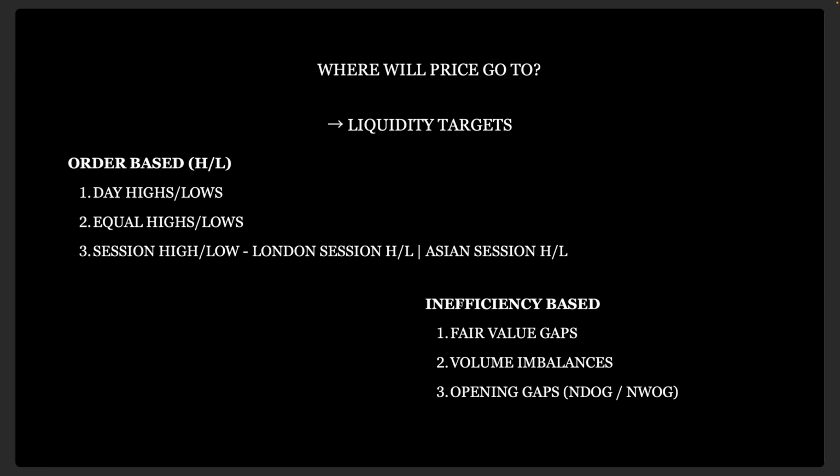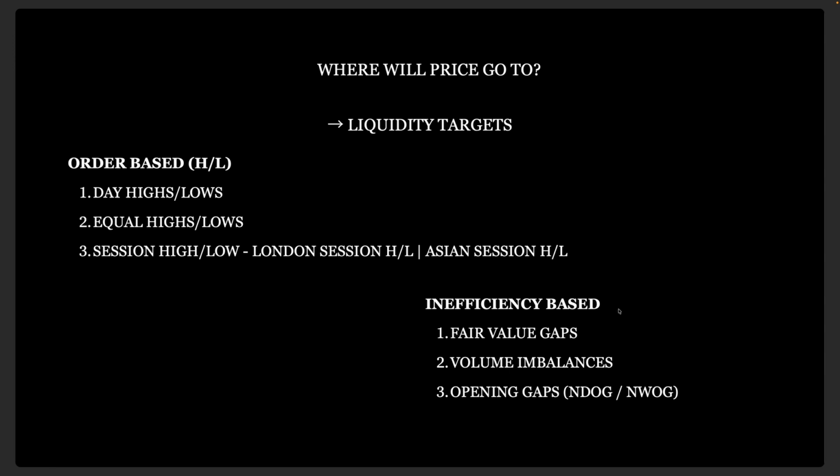All right, so where will price go to? There's only two categories where price can go to, and those are either one, order-based liquidity, and second, inefficiency-based liquidity. So order-based liquidity means liquidity that is around a certain price point, right? So let's say, for example, day highs and lows, equal highs and lows, session highs and lows, and these are essentially the same thing, right? So for example, a day high could be a session high also. Asian session low could also be a daily low, right? So it is the most obvious high or low on the chart. It doesn't have to follow any of these definitions whatsoever.